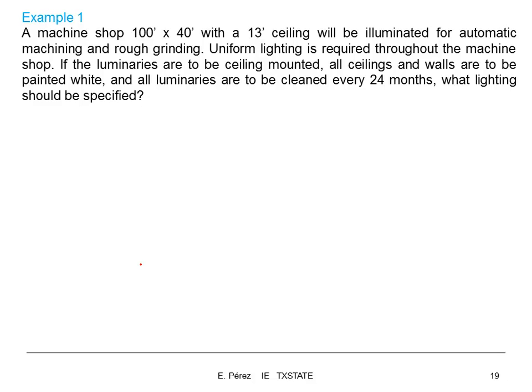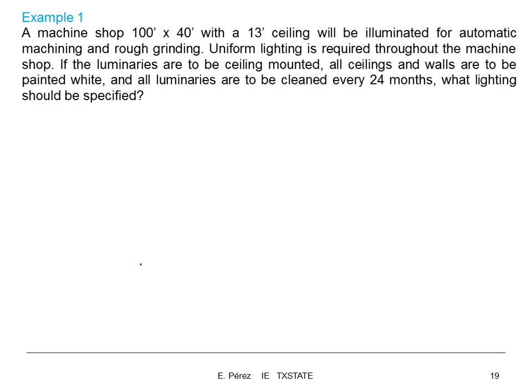So this is telling us that we are not going to have areas with different types of lighting. All the facility will have the same lighting requirement. And if the luminaries are to be ceiling mounted, that means they are not going to be hanging. They're going to be like these ones. All ceilings and walls are to be painted white, and all luminaries are to be cleaned every 24 months. So every 2 years, we're going to perform some maintenance. What lighting should be specified?